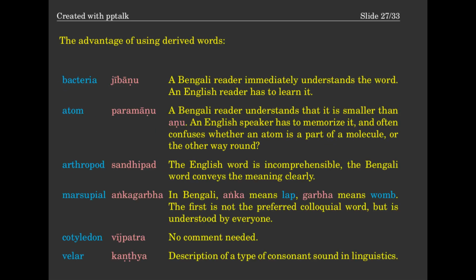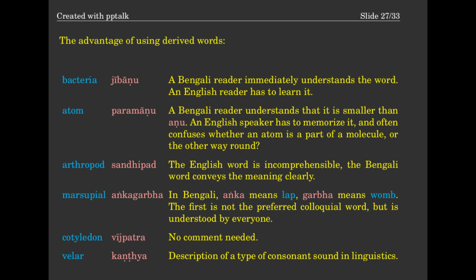So let me continue with the advantage of using derived words. Bacteria in English, in Bengali it's called jibanu. A Bengali reader immediately understands the word. An English reader has to learn it. Atom in Bengali, Paromanu. A Bengali reader understands that it is smaller than Anu. An English reader has to memorize it and often confuses whether an atom is a part of a molecule or a molecule is a part of the atom.